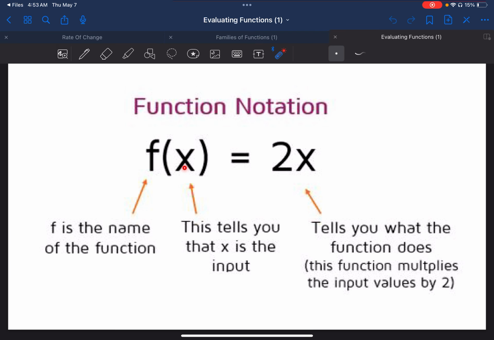So whatever we have in here, in this case an x, that would be your input. And then on this side tells you what the function does. So in this case, the function multiplies the input times 2. Okay, and then we're gonna do some examples where we're gonna use function notation, and the Regents does as well. So just wanted to go over the structure.